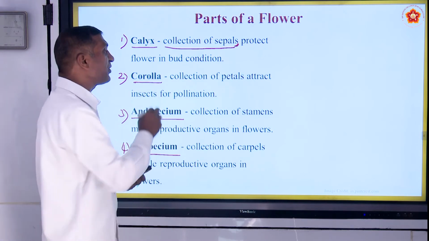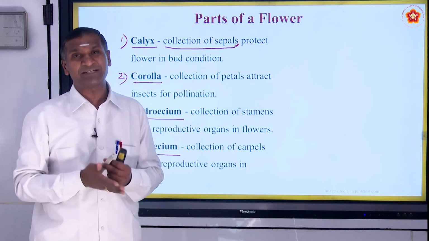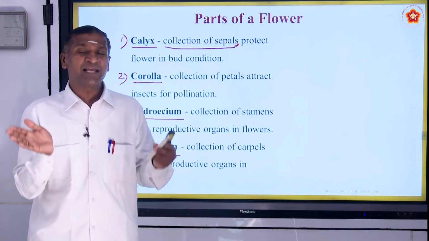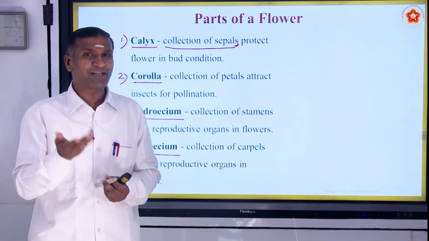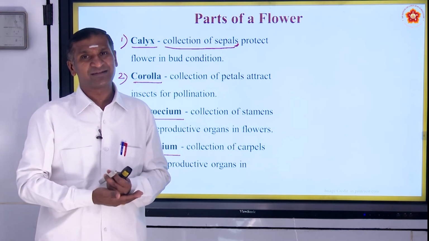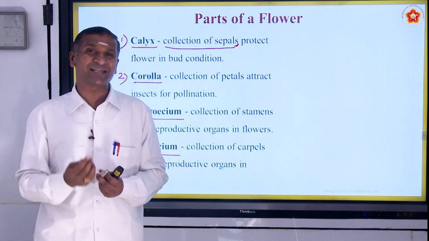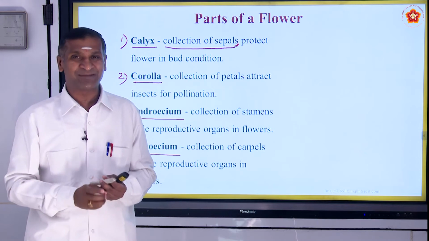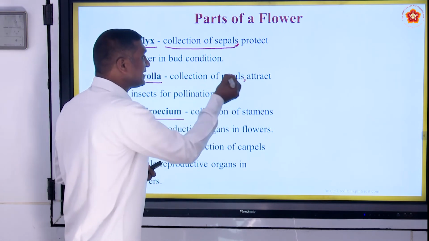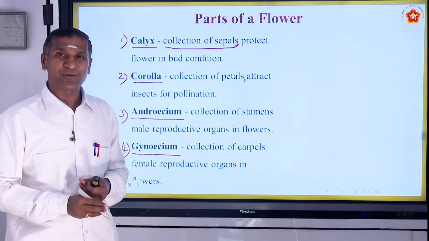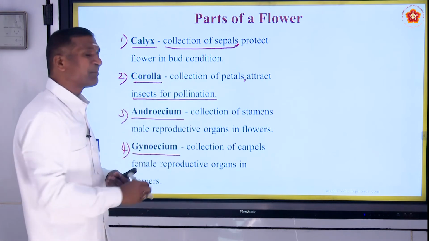The next is corolla. Corolla is nothing but a collection of petals. Single is petal, collection of the petals is called corolla. You know, petals are of different colors. With the different coloration, it attracts the insects for pollination. That is the function of corolla. So, collection of petals is called corolla and it attracts the insects for pollination.